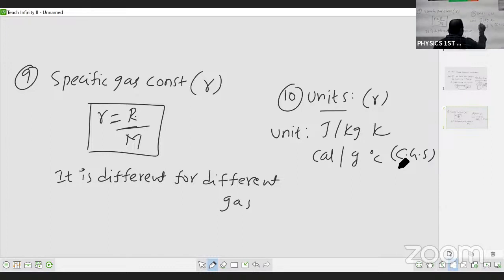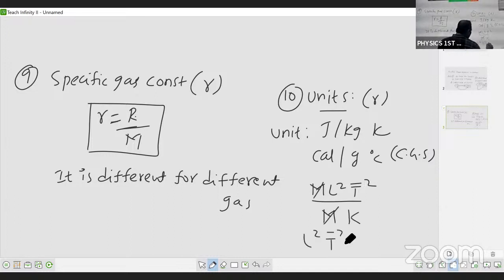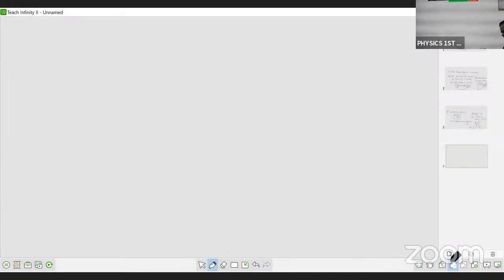What is the dimensional formula? Joules means M L square T power of minus 2. Kilogram means M, mass. Kelvin means K. So L square T power of minus 2 Kelvin inverse. This is the dimensional formula for specific gas constant. Joules per kg Kelvin, student, is for small r. Joules per mole Kelvin is for capital R. Our topic is about small specific gas constant. So specific gas constant with dimensional formula is over.